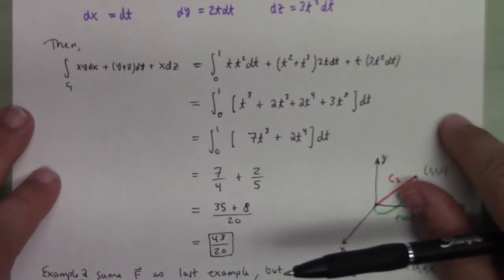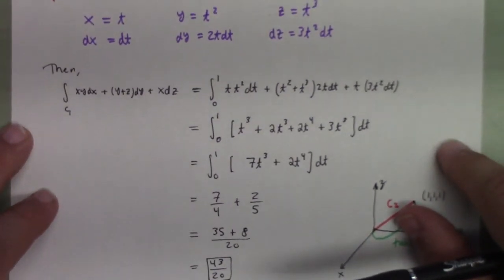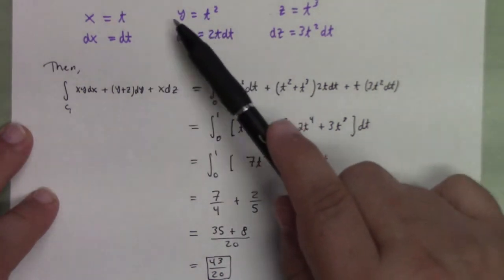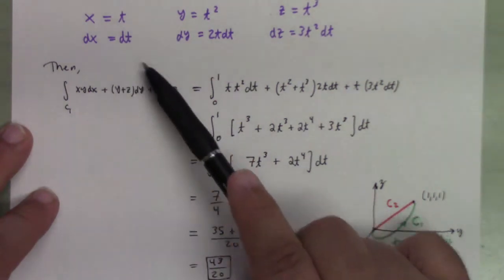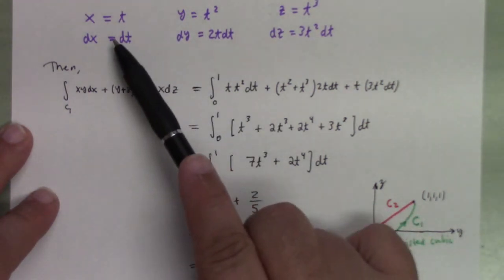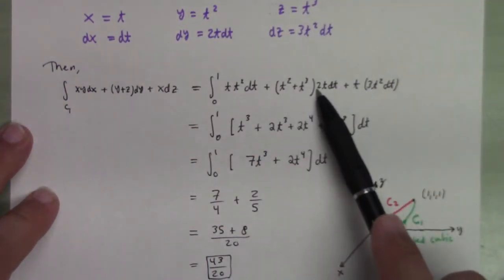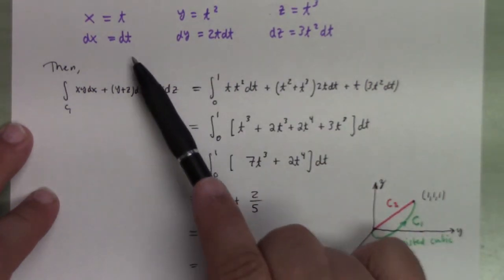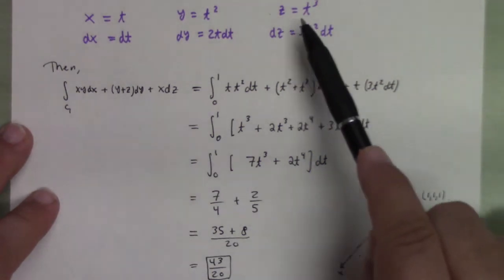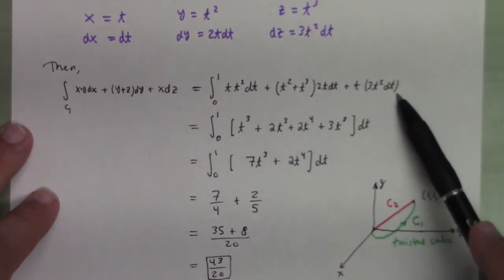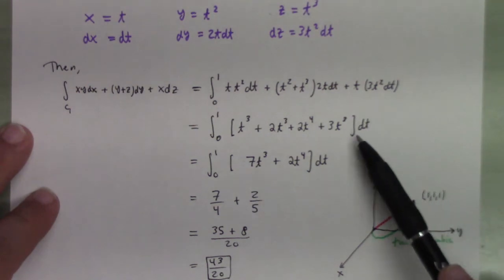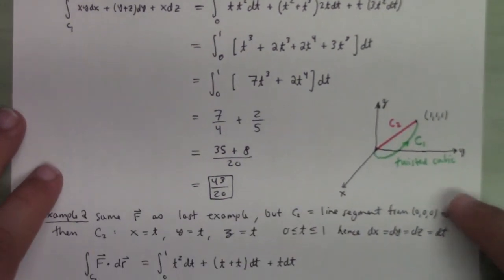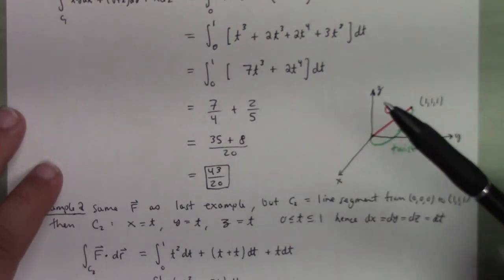So you get xy is t times t squared, and dx is dt, y plus z is t squared plus t cubed, dy was 2t dt, and x is t, and dz is 3t squared dt. So there you have it. And then just do the algebra, and when you put everything together, I get 43 over 20.